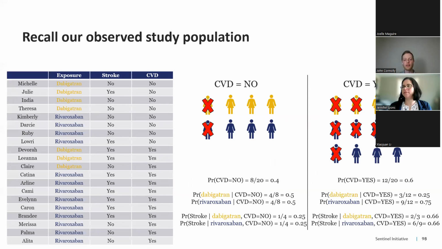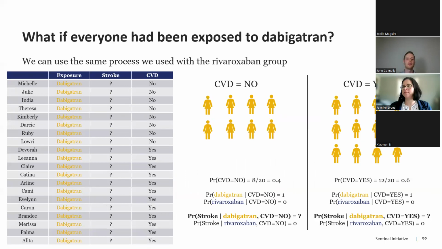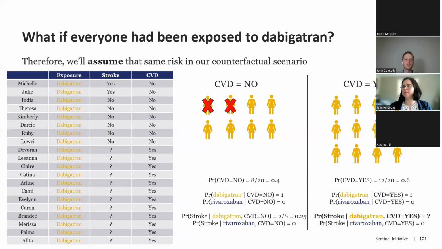You can take a quick second to refresh your memory about what happened to the dabigatran patients here. So if we ask the question, what if we give everyone dabigatran? Again, the only thing we don't know is the conditional probability of stroke. The other columns are sort of self-explanatory. So we'll again use what we observed in real life to answer this question. So we saw that in the CVD equals no population, that 1 out of 4 dabigatran patients had a stroke. So we would expect to see the same thing happen here.